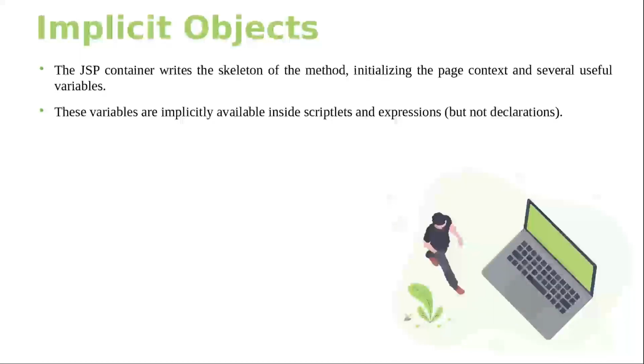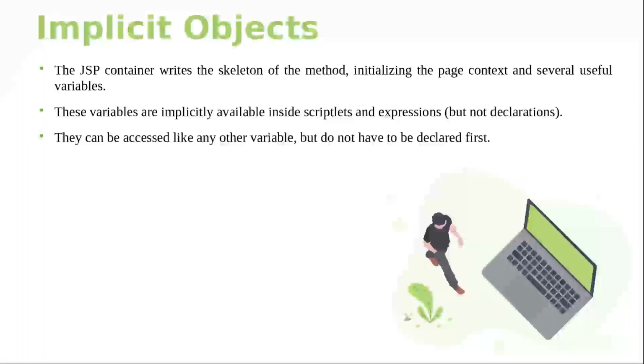So the HTML template is incorporated inside the service method. That is what the scriptlet tag is, something which goes into the service method. Now, these variables are implicitly available inside the scriptlets and expressions. So inside the scriptlet tag and expression tag, the implicit objects are automatically available, but not inside the declarations. So inside the declaration tag, you cannot use these variables. They can be accessed like any other variable, but you don't have to declare them first.